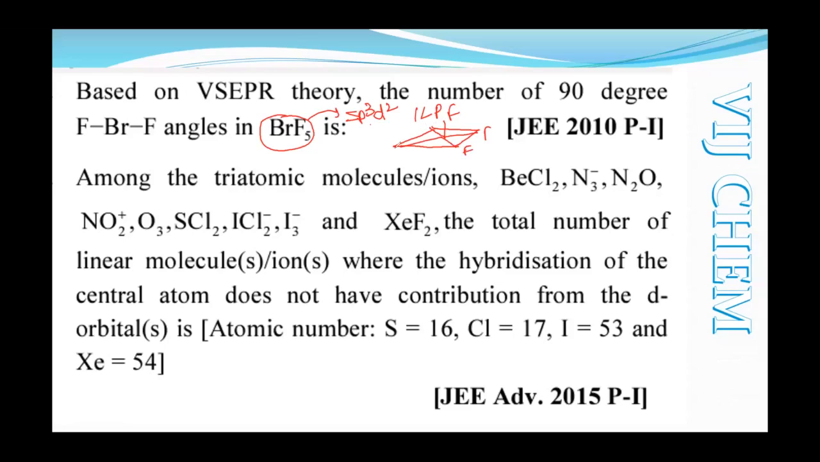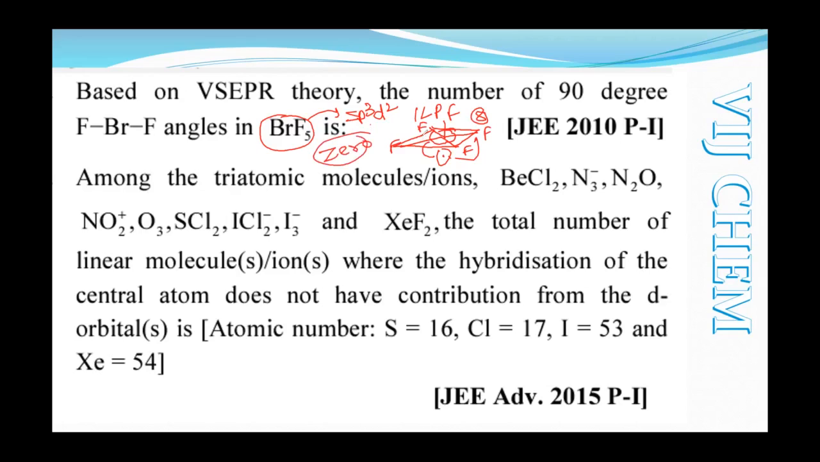So actually it is supposed to be number of 90°: 1, 2, 3, 4 and 4 here. 8 should be the answer. But because of this lone pair, this repulsion will be more. So all will lose their perpendicularity. Okay. So answer to this question is 0.